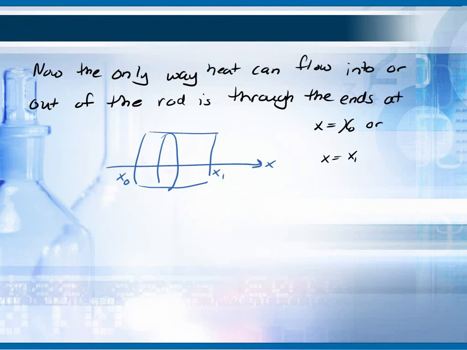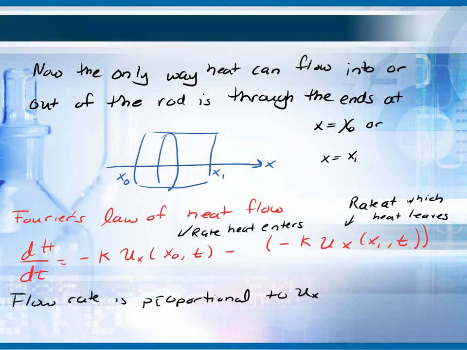So here's the second part. The only way heat can flow in and out of the rod is through the ends, x equals 0 or x equals x, because we took that slice out. This is Fourier's law of heat flow, which is really the divergence theorem. This is the rate heat enters, this is the rate heat leaves, and Fourier's law says that this flow rate is proportional to the derivative with respect to x.